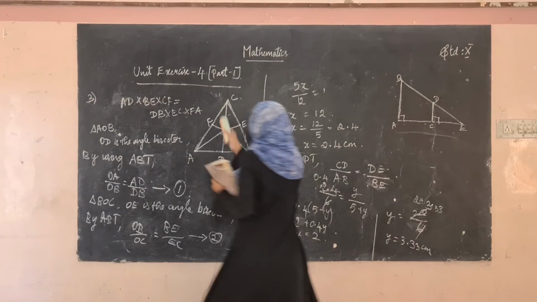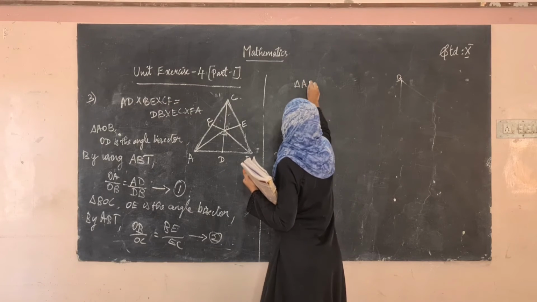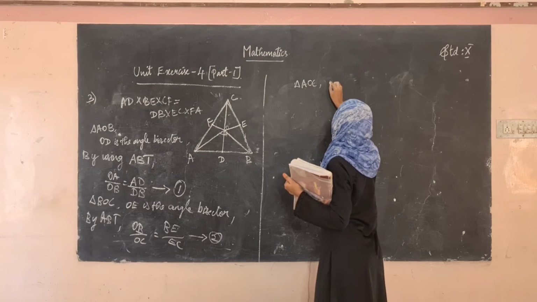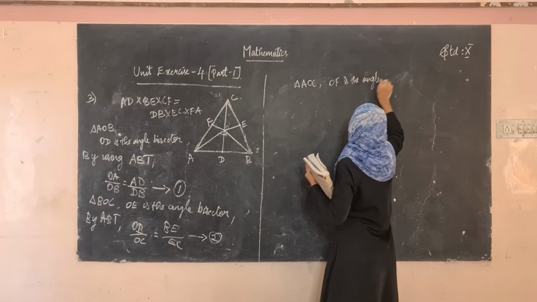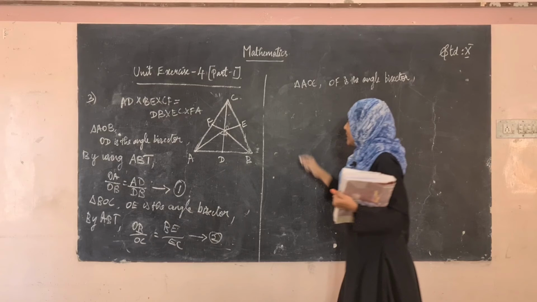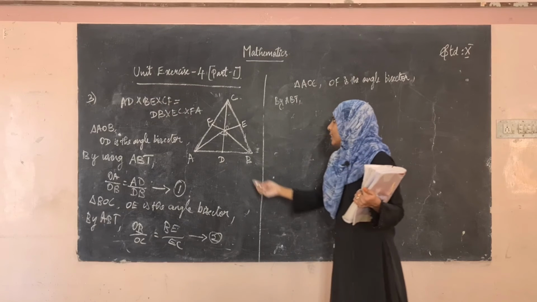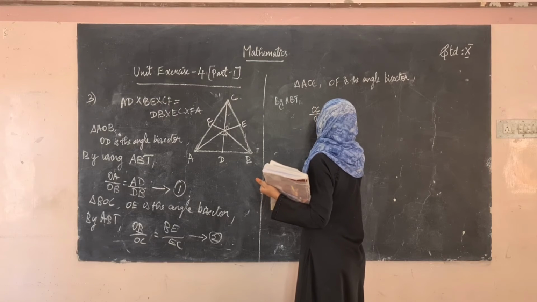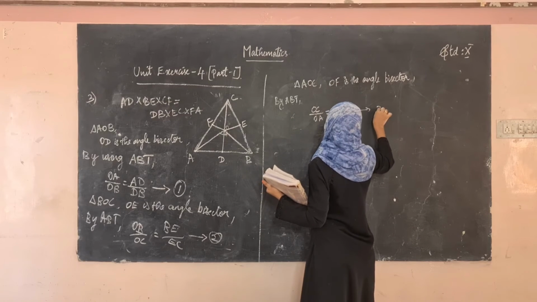Okay, still we are having one triangle here. Now take the other triangle, triangle AOC. In that, OF is the angle bisector. Again, by angle bisector theorem, we can take that OC divided by OA is equal to CF divided by FA. Now let this be the third equation.